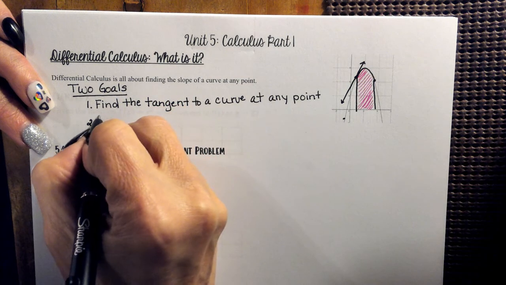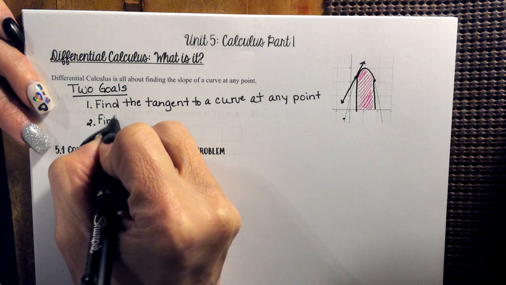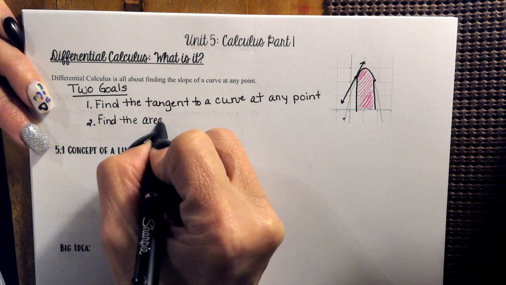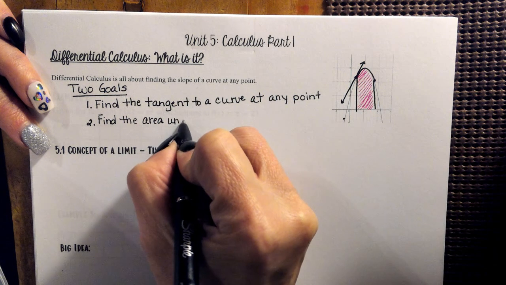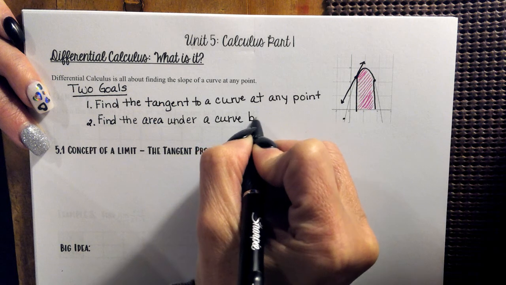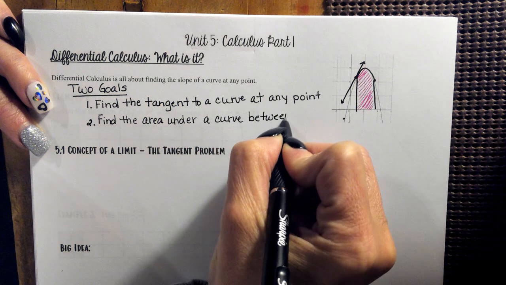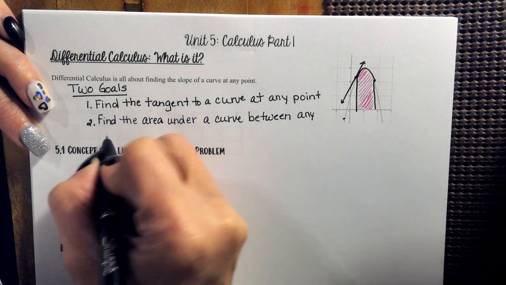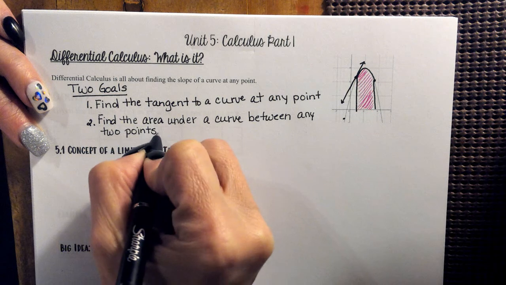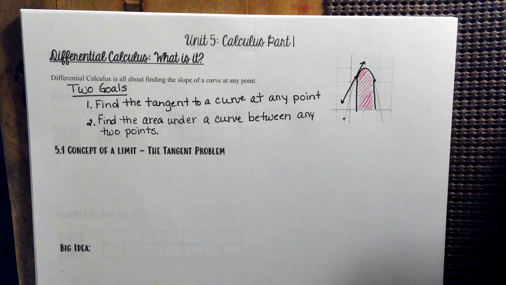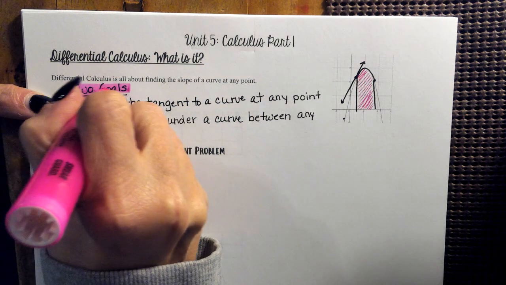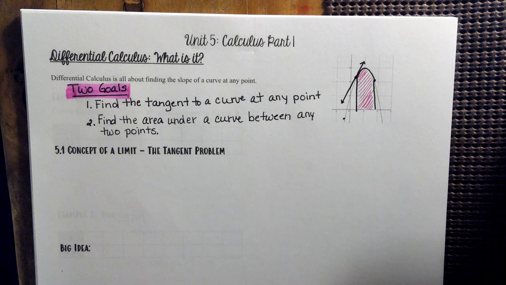So anyway, part two, after spring break, we are going to find the area under a curve between any two points. And we're going to use integration to do that. So it's super cool. Just so you guys know, these are our two main goals for this unit for calculus. Now we're just going to touch on it.